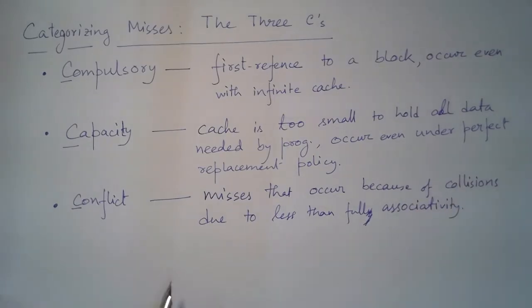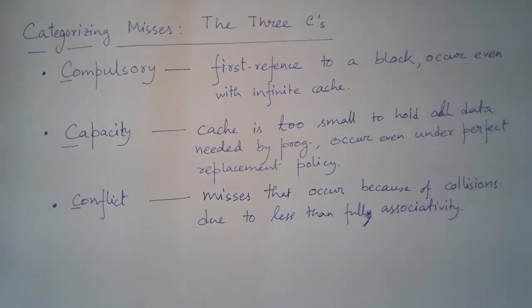Okay. So these are the 3 C's of misses: compulsory, capacity, and conflict misses. These are very important concepts, so please make sure that you understand them and remember what a compulsory miss, a capacity miss, and a conflict miss are. These are not difficult concepts. These are very straightforward things, and I am sure you will not have any difficulty in understanding them. All right.